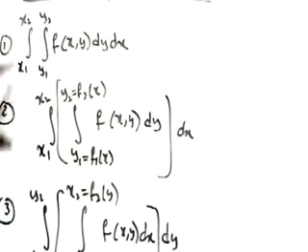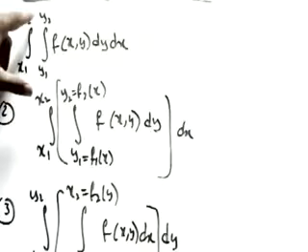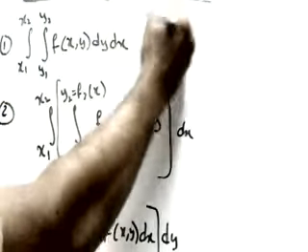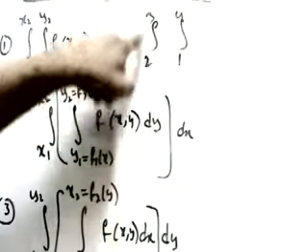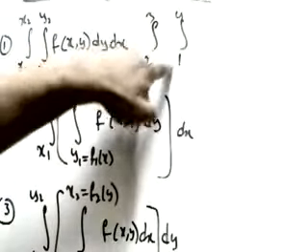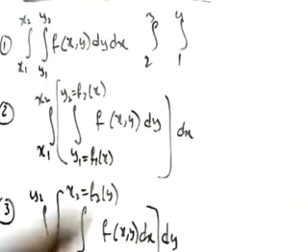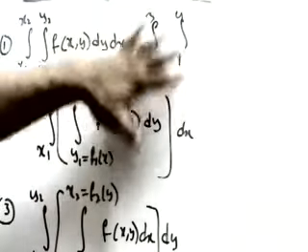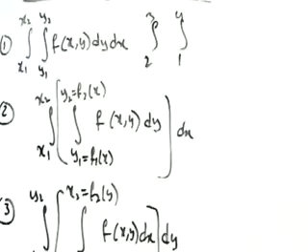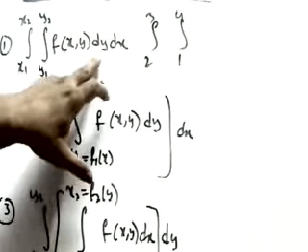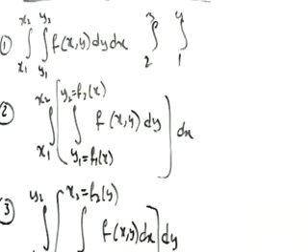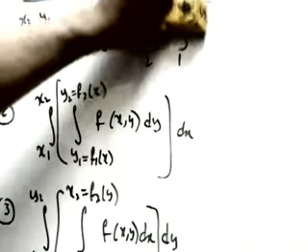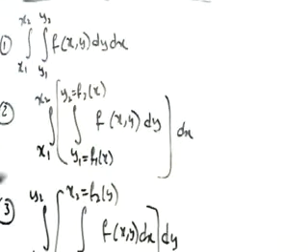See here, in the first case, these are the limits of x and these are the limits of y. Both are constant. For example, suppose you have 2 to 3 and 1 to 4. In this double integration, the values of x and the values of y are both given as constants. So one type of question will have x constant and y constant. In this case, we can start the first integration with respect to x or with respect to y, and we'll get the same answer in both cases when both are constants.